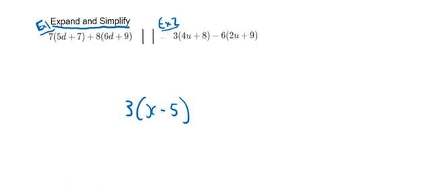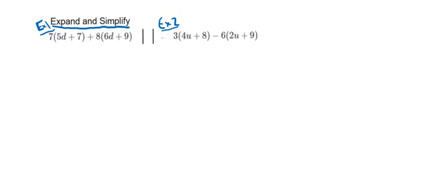If I was to take this down here, 3 is outside the bracket, so 3 multiplied by x would be 3x, and 3 multiplied by minus 5 is minus 15. So when you've got something just outside brackets like that, you multiply it in by both terms.